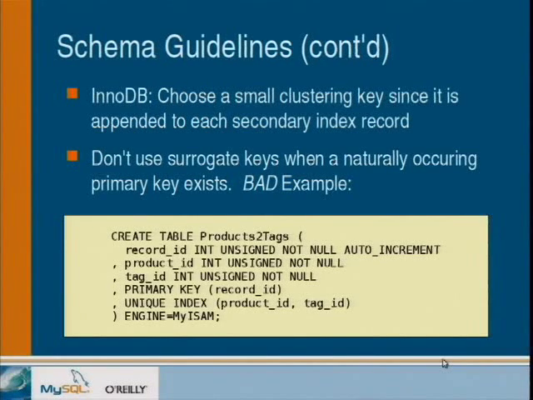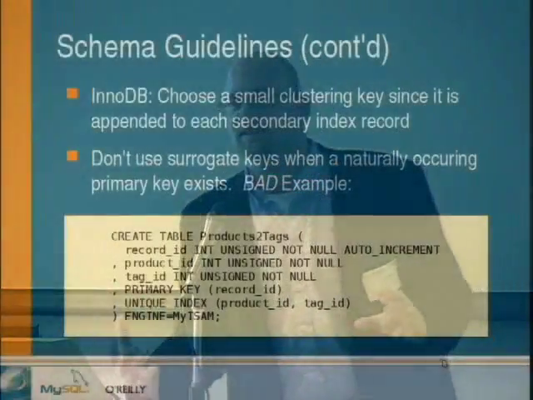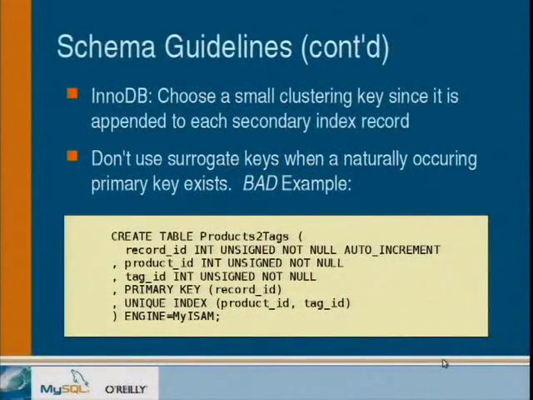Don't use surrogate keys when a naturally occurring one exists. We see this all the time in the forums. And I often wonder what the use of it is and why people do it. You've got a naturally occurring product ID, tag ID key. It's a naturally occurring primary key. And yet a lot of people will just put an auto increment in there just for the heck of it. But you're never really going to be looking up by record ID. You're always going to be looking up based on product ID or tag ID. So some people call it a surrogate key or a false key. Get rid of them. It's just wasting space.